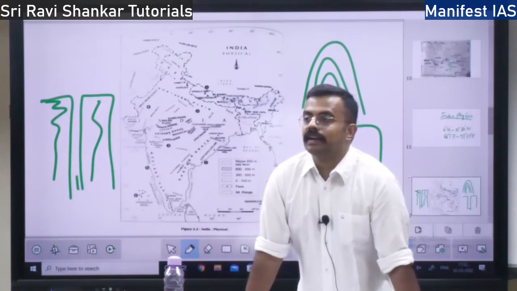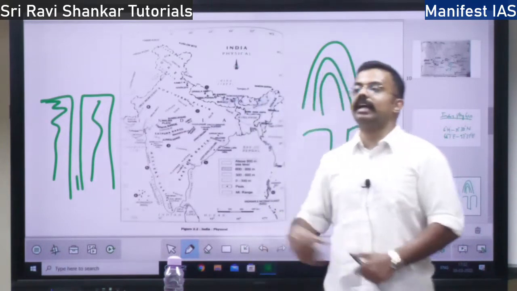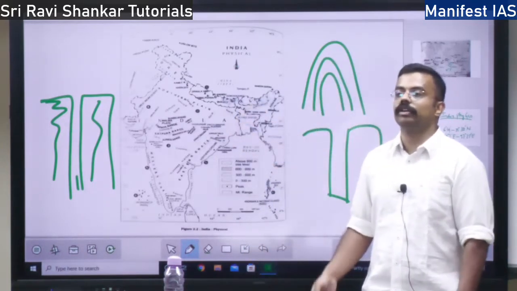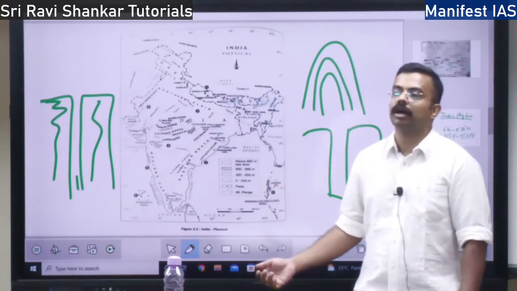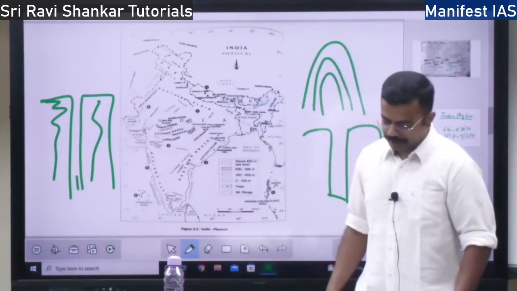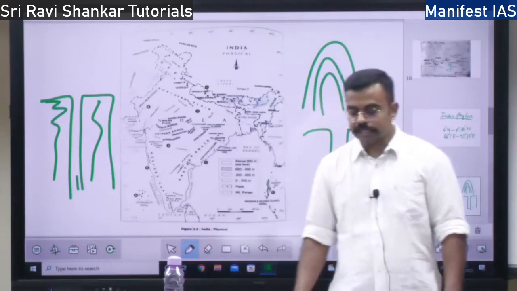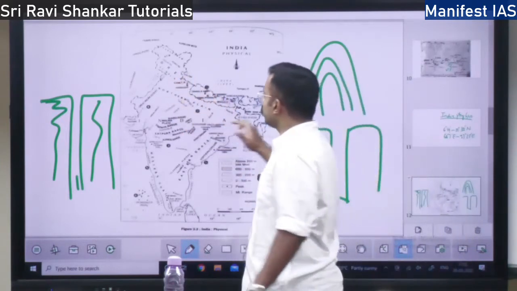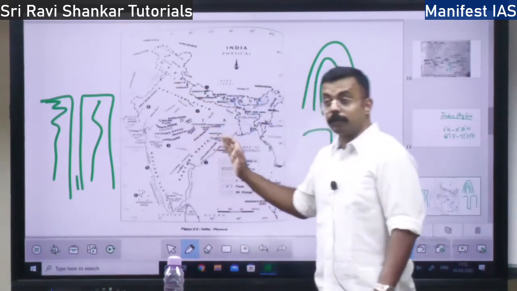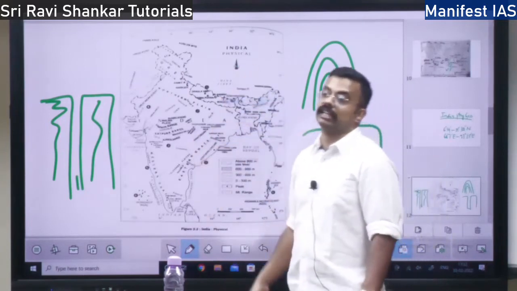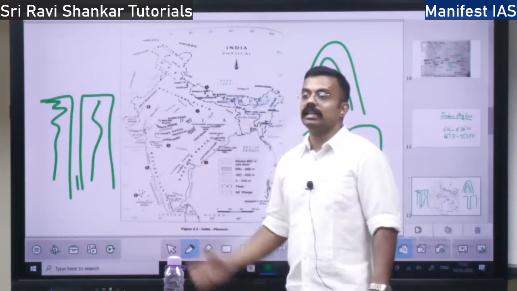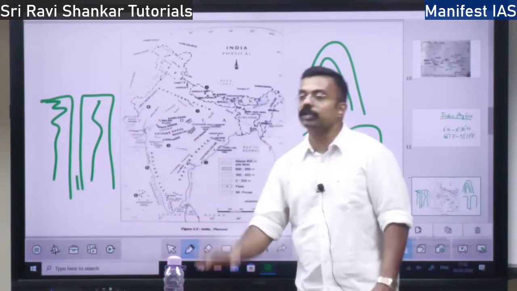Rivers bring the sediments from the mountains and they deposit in the plains. You know, right? I've talked about the deposition. Boulders, cobbles, pebbles, all these things, right? So this part, Indo-Ganga-Brahmaputra, originally it was a depression. Depression means it was below the mean sea level.